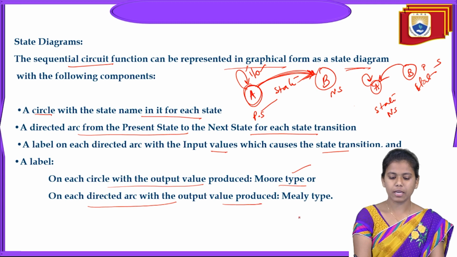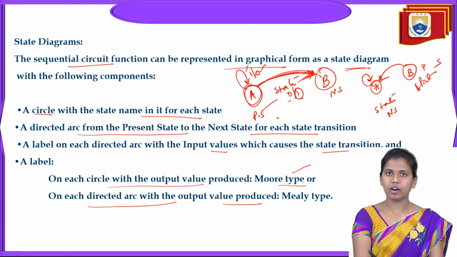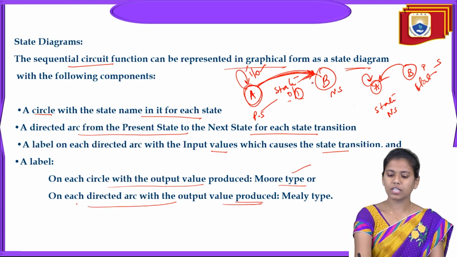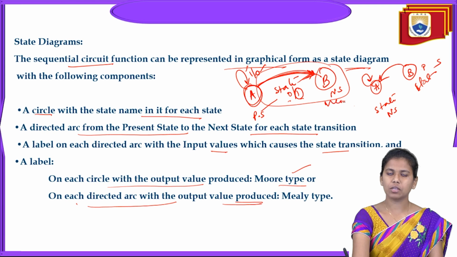Whereas in the Mealy type we see the output value produced on each directed arc. For example, my transition from A to B is 0 and 1. Here 0 is the input and 1 is the output. That means when the state is taking a transition from A to B, the output with respect to the present state and the next state is 0, 1, where 1 is the output. So on each directed arc with the value produced, such a thing is nothing but the Mealy sequential machine.